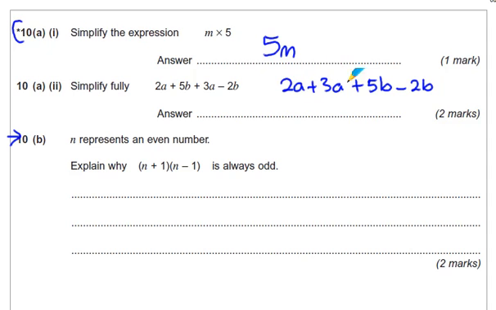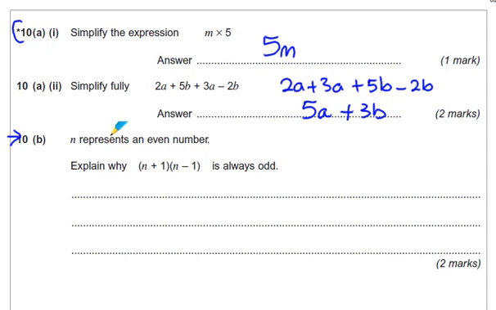The reason why I've written the like terms together is that it's now easy to see them visually. 2a plus 3a is 5a, and then plus 5b, take away 2b, is plus 3b. I cannot add an a to a b, so my answer is 5a plus 3b.